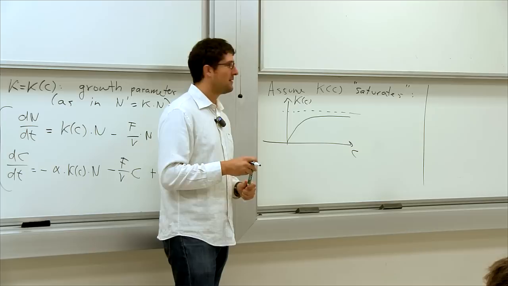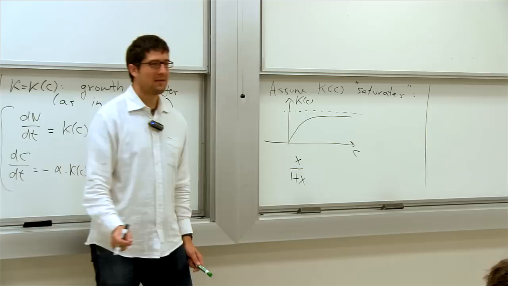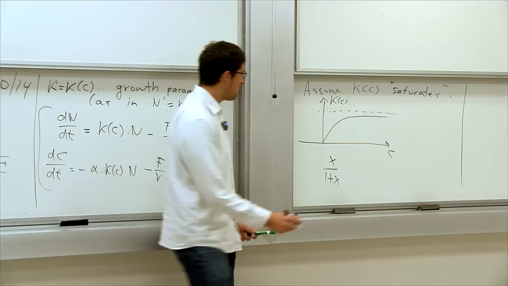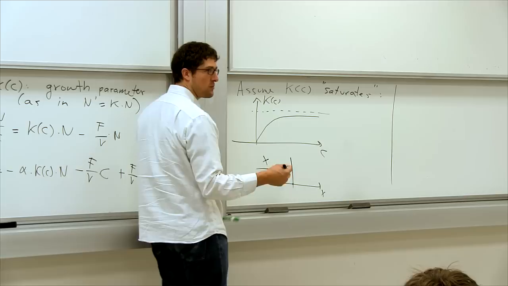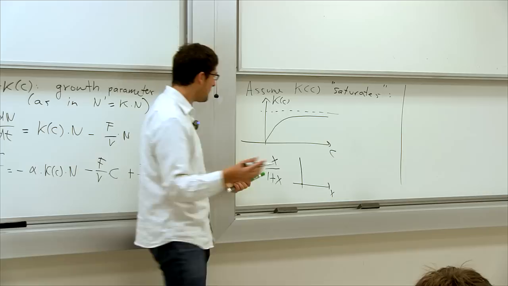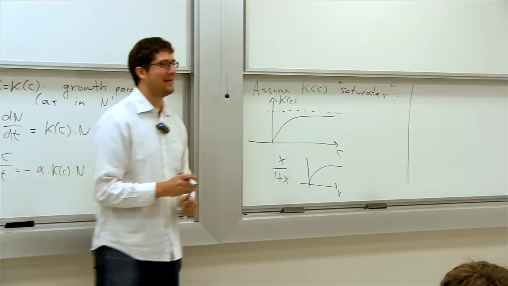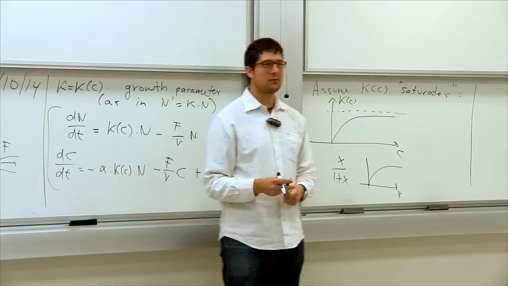Okay, think of this function: x over 1 plus x. When x is 0, this function has value 0, right? And when x is really, really large, this function becomes what? 1, right? Gotta keep it simple. We're modeling, so the more complicated we make it, the more trouble down the road.